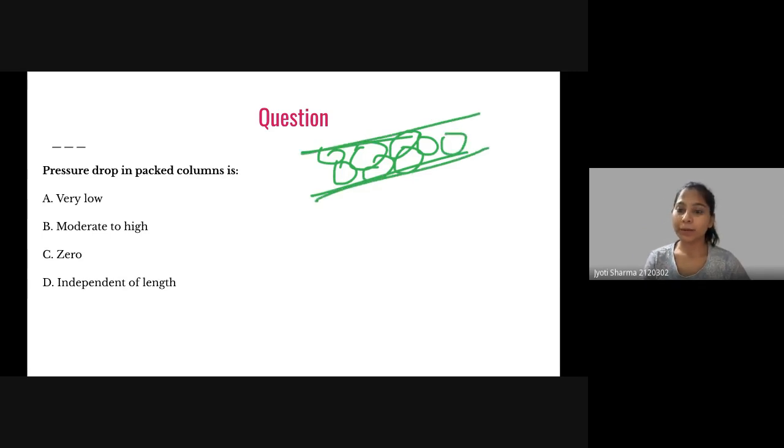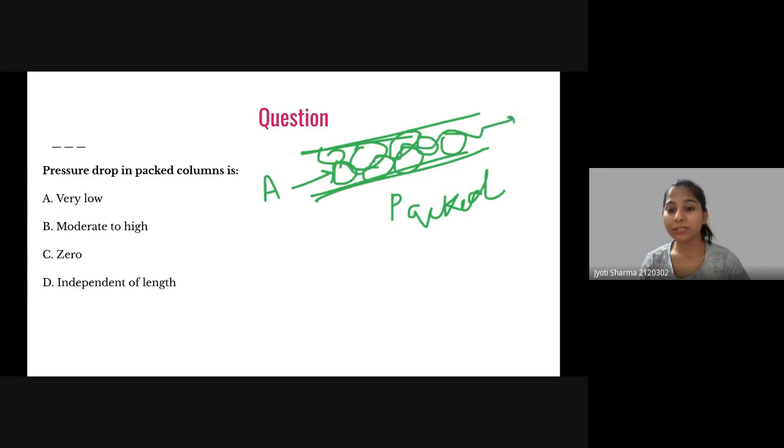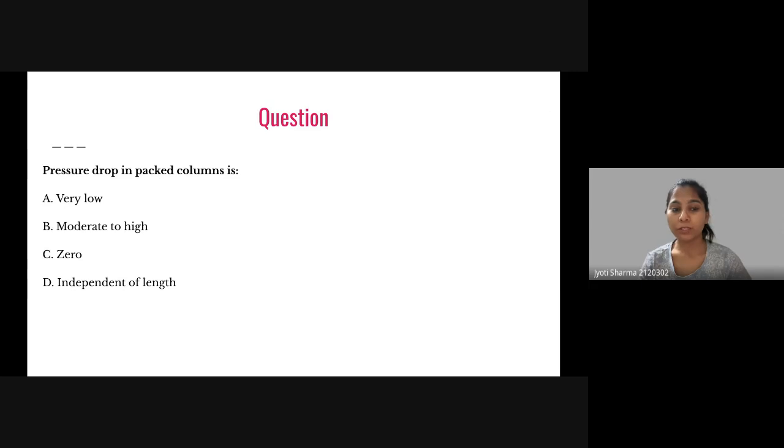So pressure drop should be what? Very low, moderate to high, zero, independent of length. Yeah, so the pressure drop will be moderate to high, because this is the packed one, right? From the name only you can say this is the packed one. Your chemical A has to struggle a lot to cross this to go to the detector, and that's how the B answer is the right one, moderate to high.